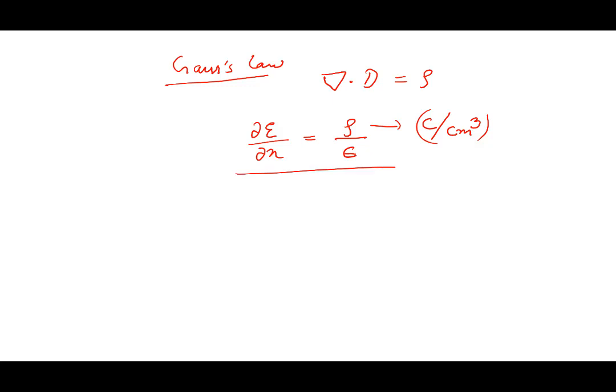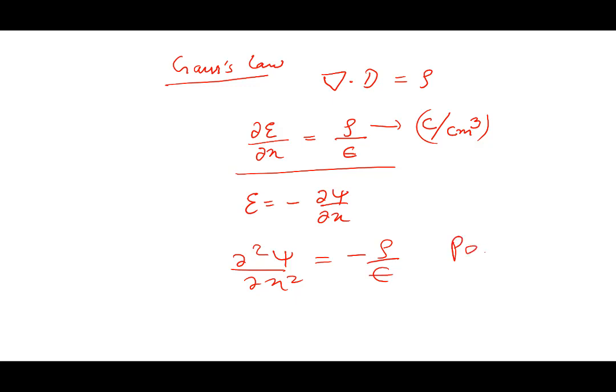Normally what we do is we write E equal to minus del psi by del X. And so we write this equation as del square psi by del X square equal to minus rho by epsilon. And we call this the Poisson's equation. So it is one of the central equations because we have charges inside a semiconductor.